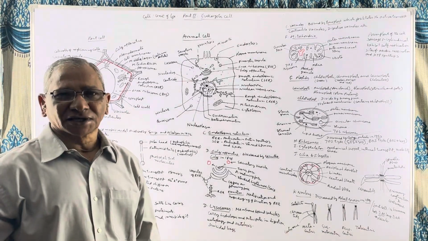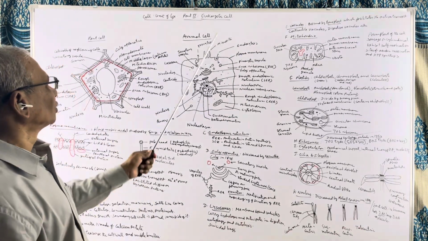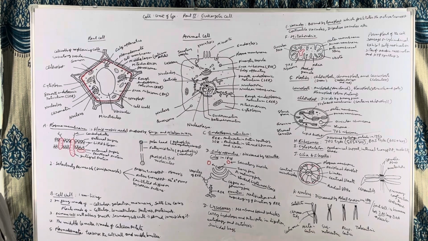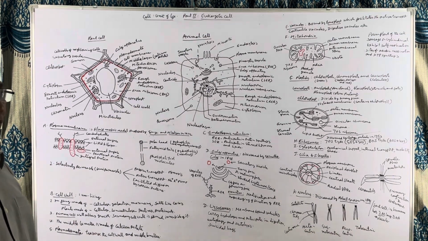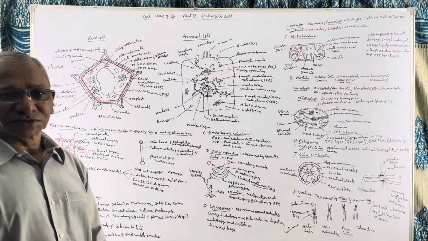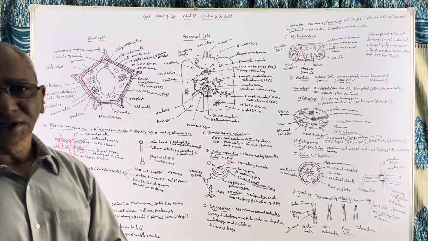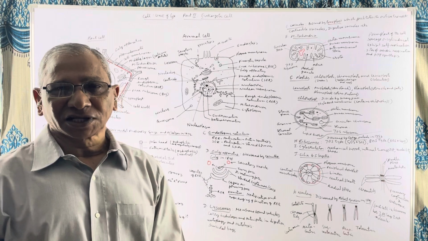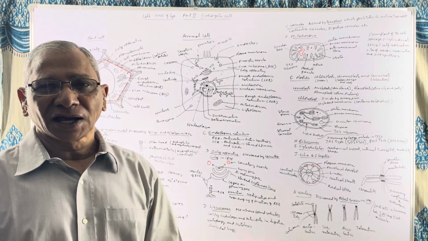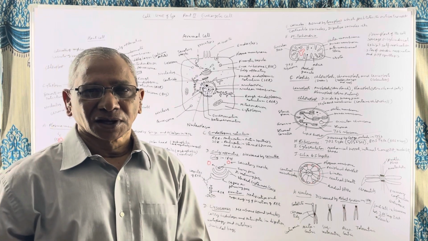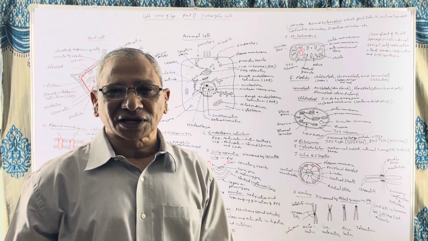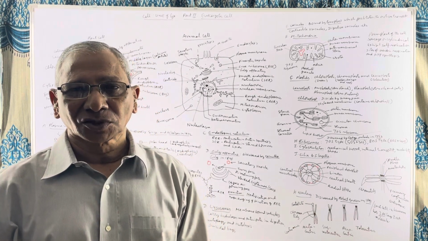The topic selected for today is eukaryotic cell. This is part 2 of cell, the unit of life. Eukaryotic cells are present in the kingdoms Protista, Plantae, Animalia and fungi. In the previous class I have told you the difference between prokaryotic and eukaryotic cells.